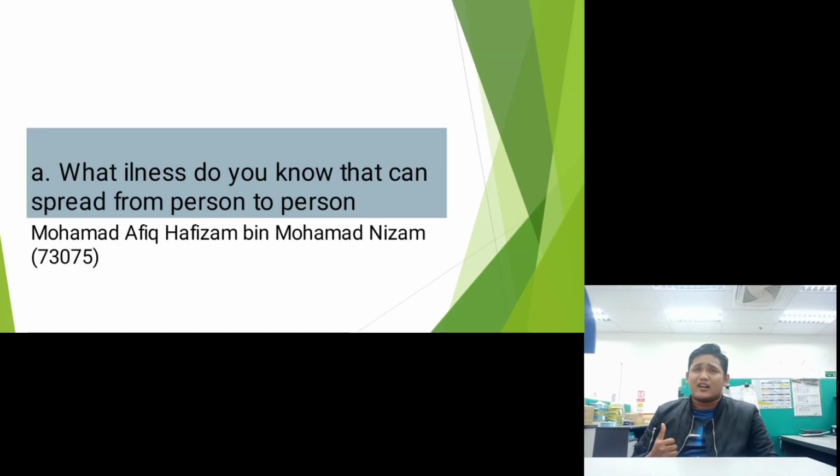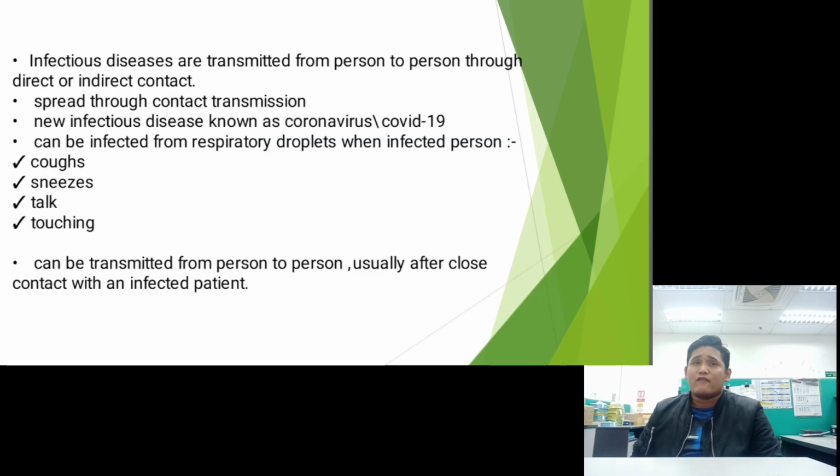Infectious diseases are transmitted from person to person through direct or indirect contact. Certain types of virus, bacteria, parasites, and fungi can all cause infectious diseases. Malaria, measles, and respiratory diseases are examples of infectious diseases. Many diseases are spread through contact transmission. Recently, there is a new infectious disease known as coronavirus that has spread all over the world.